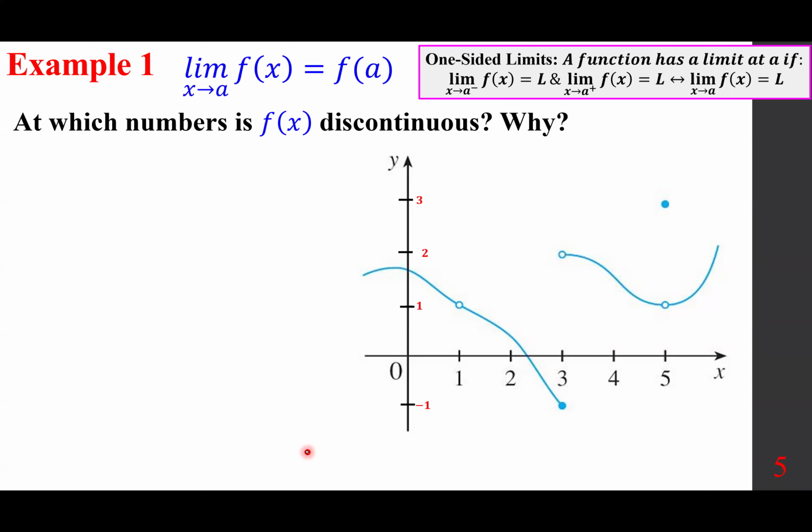Well, let's figure out the numbers. Obviously, at 1, at 3, at 5.